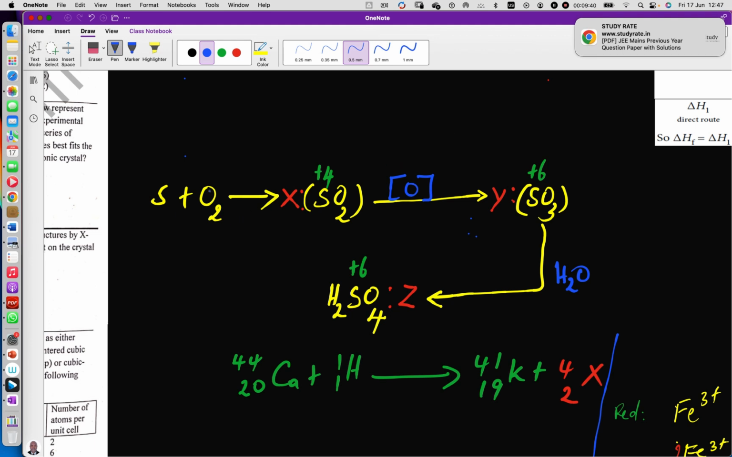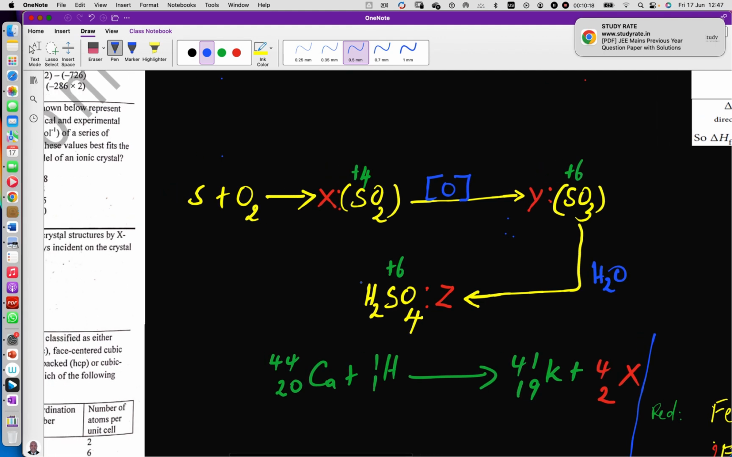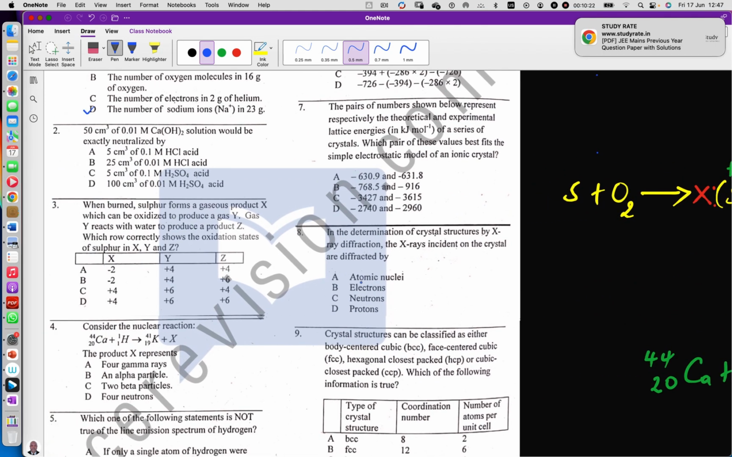So now we have X here, Y here, and Z here. Now they have asked us to calculate the oxidation state of sulfur in X, Y, and Z. After this calculation, the value of sulfur in sulfur dioxide is +4. The value of sulfur in sulfur trioxide is +6, and the value of sulfur in sulfuric acid, which is Z, is +6. My row will be +4, +6, +6, and the answer will be D. Question 3 is D.